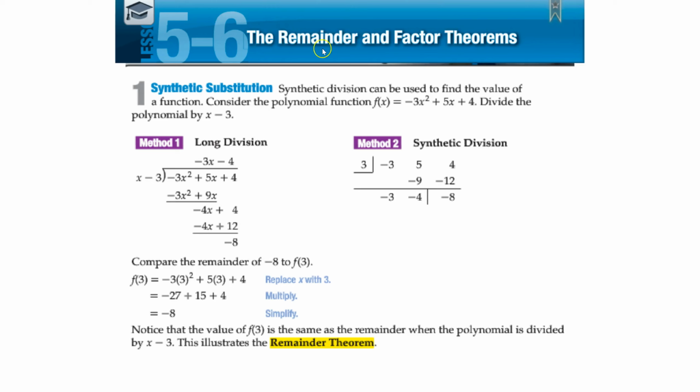5, 6, the remainder and factor theorems. So in this lesson, we're going to dive deeper into these two theorems and basically polynomial functions in general. So first, let's look at this problem.